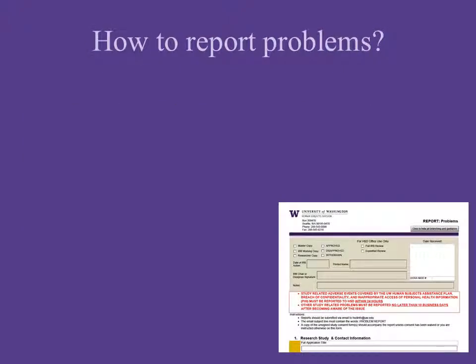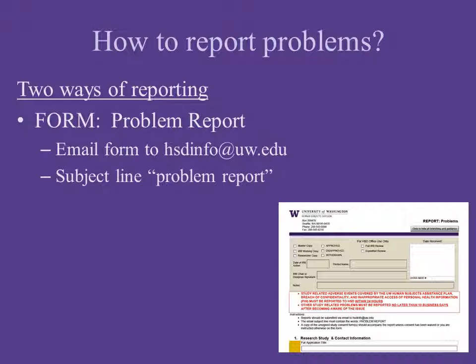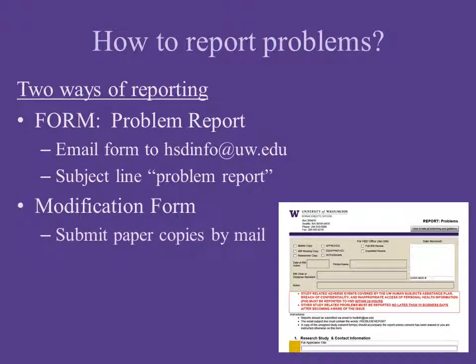HSD has a new process for reporting problems to the IRB. There were previously 3 different forms for reporting, each for a different purpose. These have now been consolidated into a single new PDF form called the Problem Report Form. This form should be submitted to HSD by email at hsdinfo@uw.edu with the words Problem Report in the subject line. There are still some situations that should be reported by using the modification form, which should be submitted in paper form by mail.